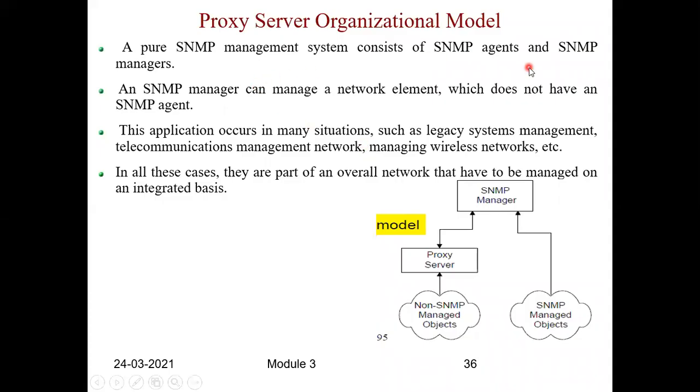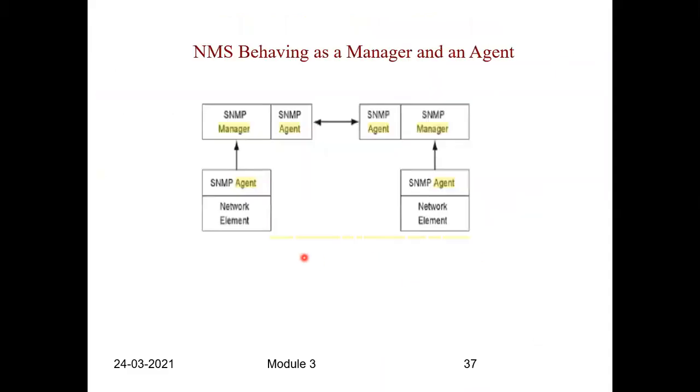A pure SNMP management system consists of SNMP agent and SNMP manager. An SNMP manager can manage a network element which does not have an SNMP agent. Where this situation occurs, I will explain in the next class. See, I might have a wireless system and a wired system together, and I'm trying to handle that system. The wireless system might be SNMP enabled, but suppose I am using fiber optics, it might not have SNMP. So in that case, I require a proxy server model. So that is what is explained.